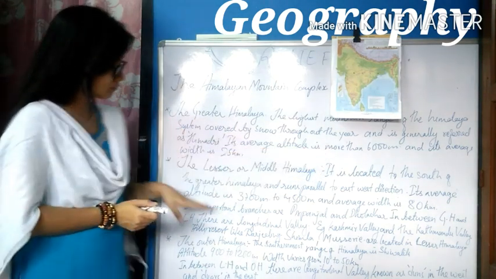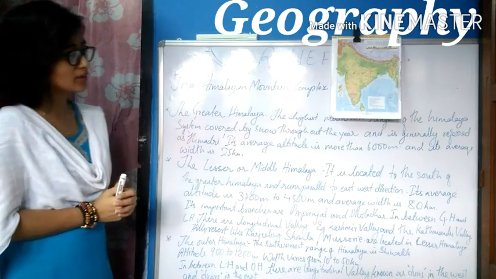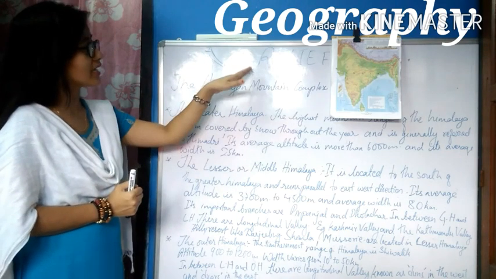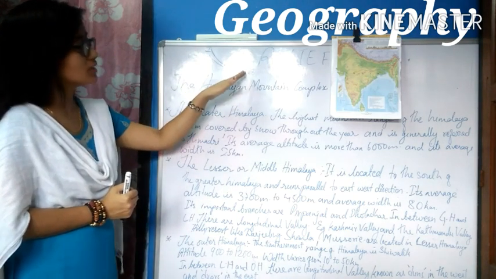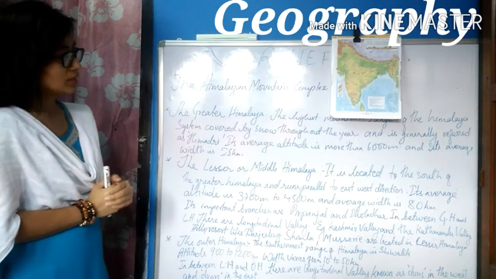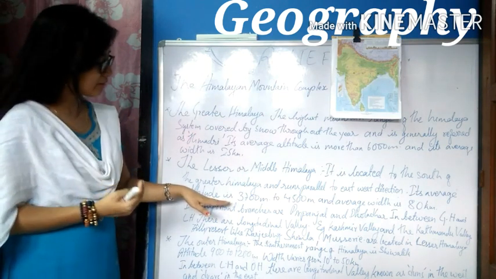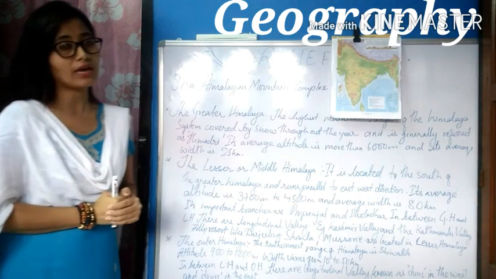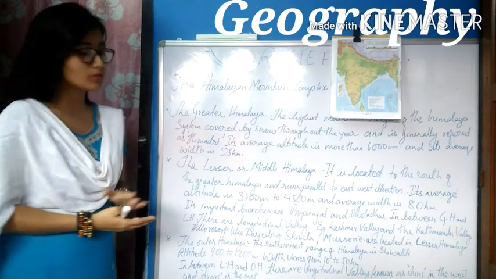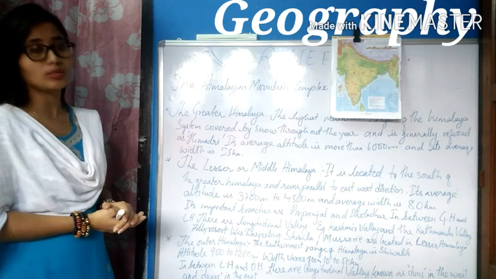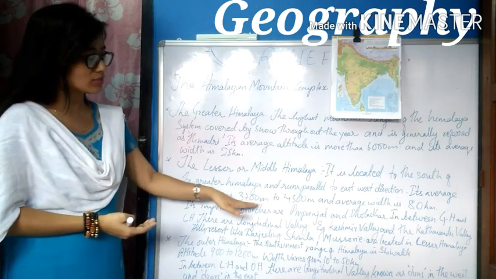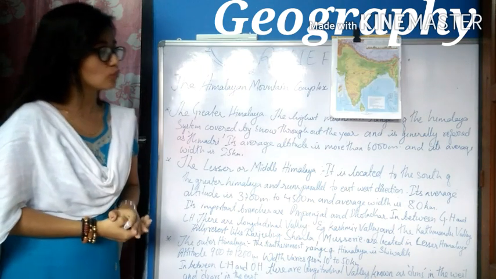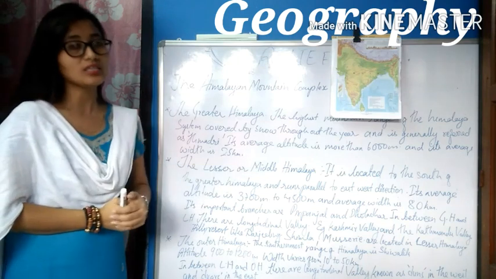It is located to the southern part of the Greater Himalaya and runs parallel to east-west direction, like that of the Greater Himalaya. Its average altitude is 3,700 meter to 4,500 meter. That means the height of the mountain that lies in the Lesser or the Middle Himalaya is 3,700 meter to 4,500 meter, and the average width of this Himalaya is 80 kilometer.